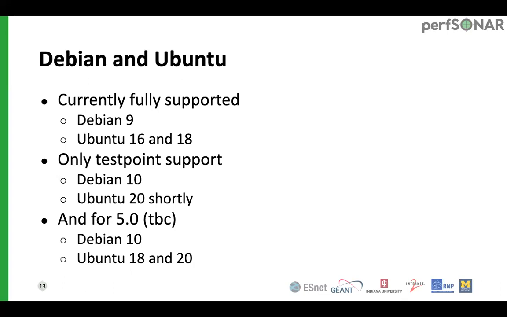Because the backend that we use for perfSONAR, Esmond, is very difficult to port to newer and more recent operating systems like Debian 10 and Ubuntu 20. But for perfSONAR 5.0, that I'll be presenting shortly today as well, we are looking at having a wider support with Debian and Ubuntu. So that's what we have for Debian and Ubuntu at the moment.